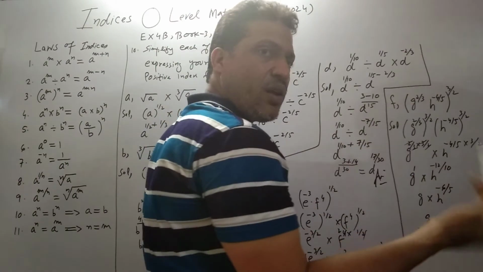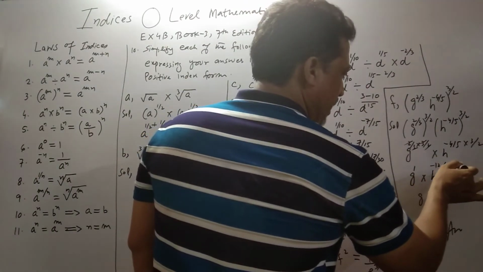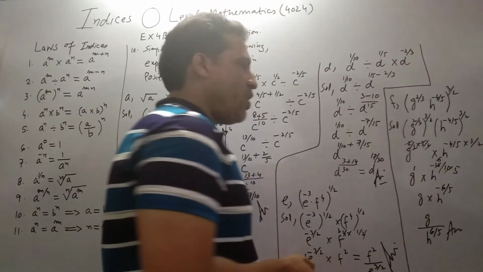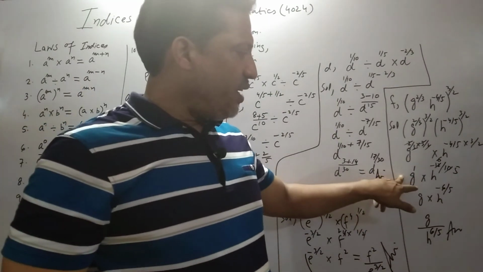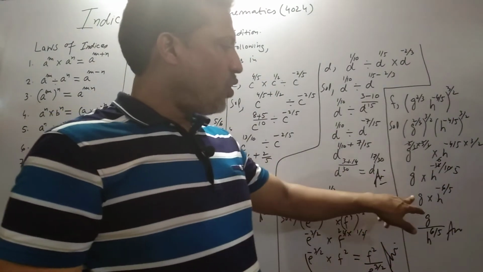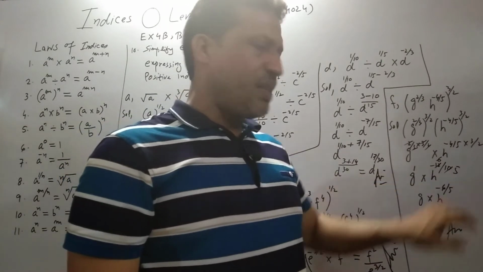Again minus 12 upon 10 can also be cancelled by 2. 2 5s are 10 and 2 6s are 12. So our answer is g to the power 1. 1 is not necessary to write. Only g into h to the power minus 6 upon 5.